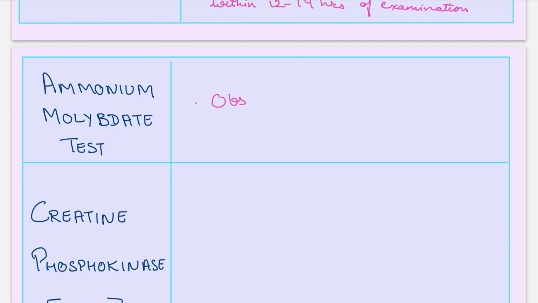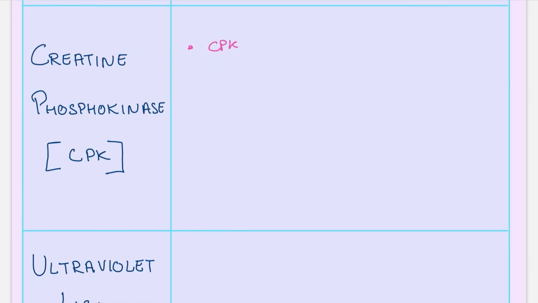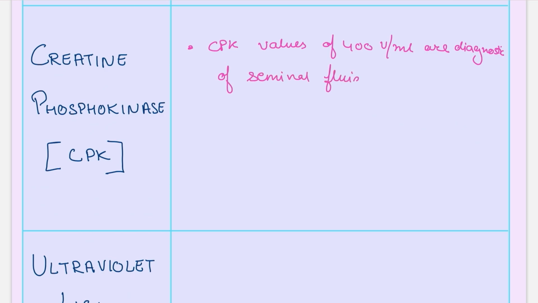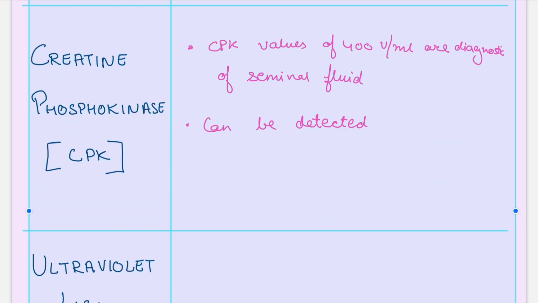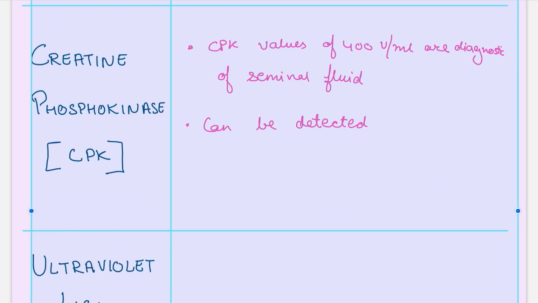Next, let's talk about the ammonium molybdate test, which is obsolete now. Next in line, we have the creatine phosphokinase, CPK test. CPK values of 400 are diagnostic of the presence of seminal fluid. It can be detected even in 6-month-old stains but is negative in aspermia.